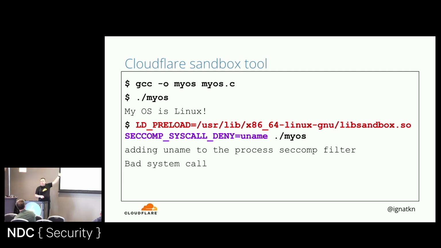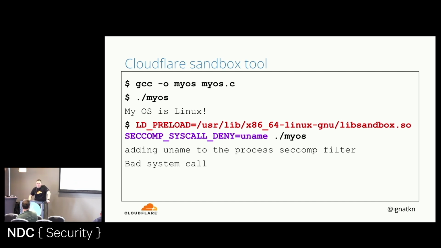Notice we didn't recompile it. It's like we're operating on the binary itself. We see some helpful output that we actually added the uname system call to the process seccomp filter. And we see no output from the application, and the shell helpfully tells us the process was killed because it violated the seccomp policy.